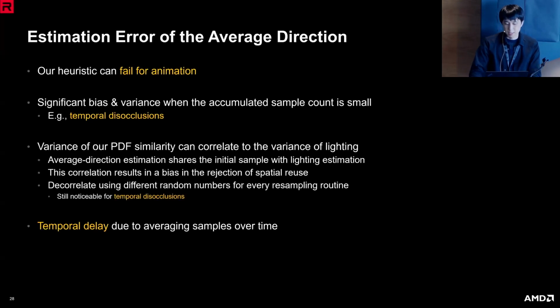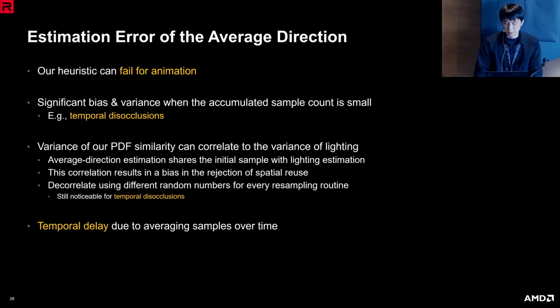Next, I'd like to talk about how to handle the estimation error of our temporal estimation for animated scenes. Since the average direction is estimated using a temporal resampling technique, our rejection heuristic can fail for animated scenes. For example, our estimation can have a significant bias and variance when the accumulated sample count is small, such as for temporal disocclusions.